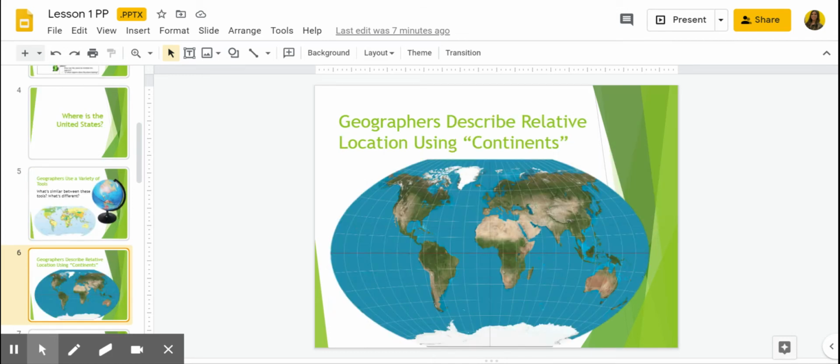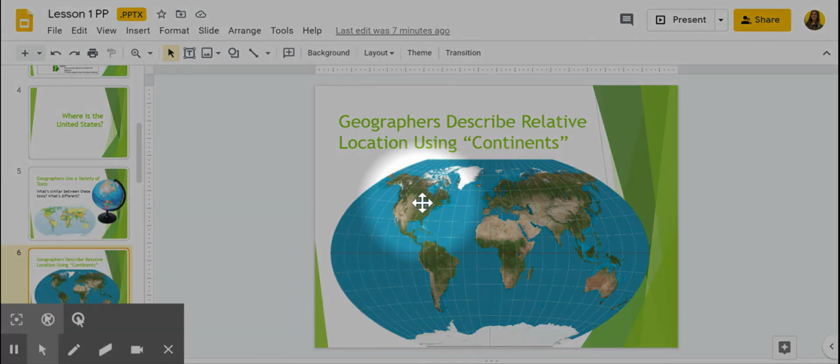So I'm going to go ahead and show you here. We have our continents, and this right here would be North America. I'm actually going to focus on it right there. So you can see North America highlighted right there, and you can see the United States in the continent of North America. Now, when I speak of relative location, there are 2 types of location.